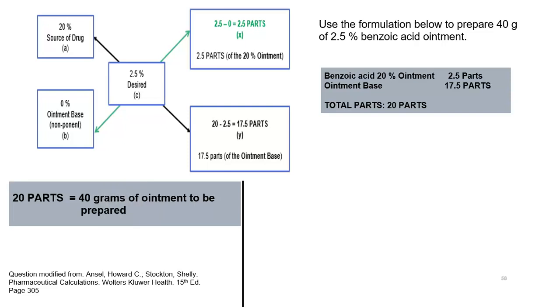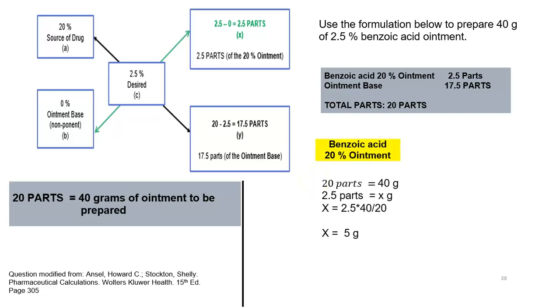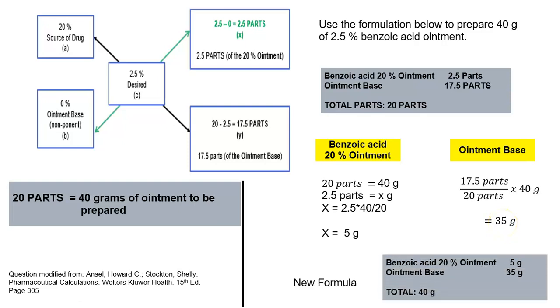Let's look at it. So what if they asked us for 40 grams of ointment? Really simple. The 20 parts becomes the 40 grams, so 2.5 is x. And you cross multiply, make x the subject, you're getting 5 grams right here. For the ointment base, you'd say 17.5 over 20 times 40 gives you 35 grams. Again, always check your new formula to make sure it adds up to the total. So 5 grams of benzoic acid is to be mixed with 35 grams of the ointment base to give us 40 grams of a product made using alligation alternate.